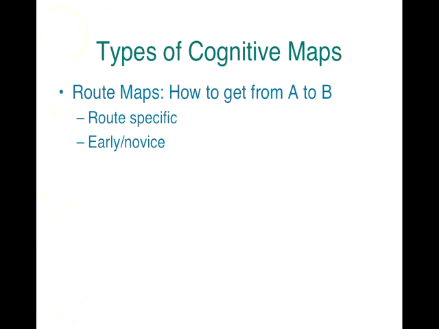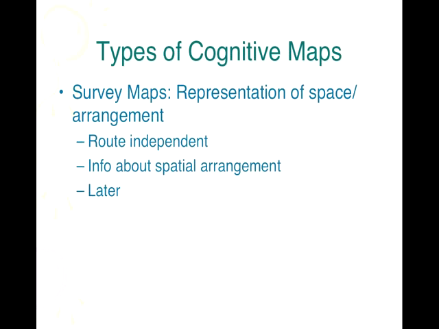As you gain expertise in an area, you switch to a survey map. Survey maps are more 3D, third person, if you will. So it's a representation of space as more of a location generalized. So it's route independent, and more information about the spatial arrangement. So you'll go about 3 miles and turn by this pine. It's on the north side of town, or it's 3 streets up and 2 streets over. So it's more in relation to other things. Oh, so it's over there next to this new thing. These are later in expertise, so they take you a little bit longer to learn.